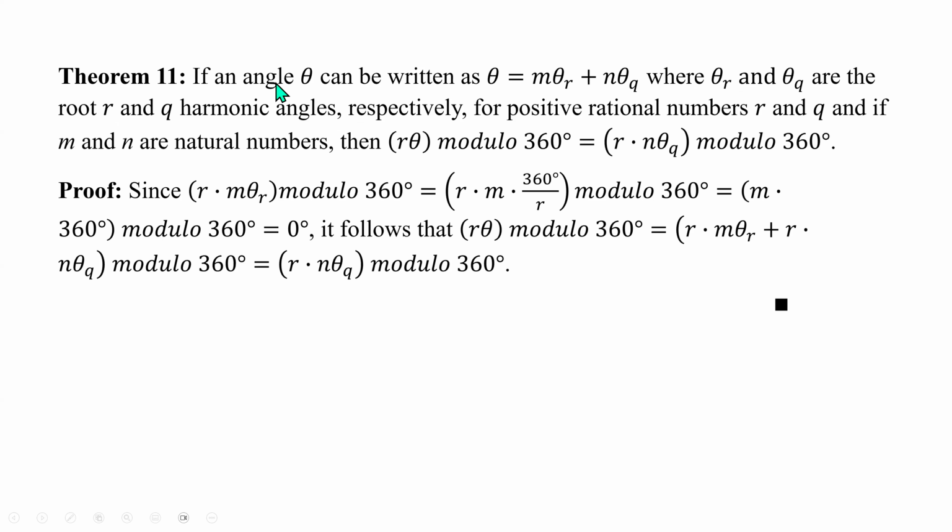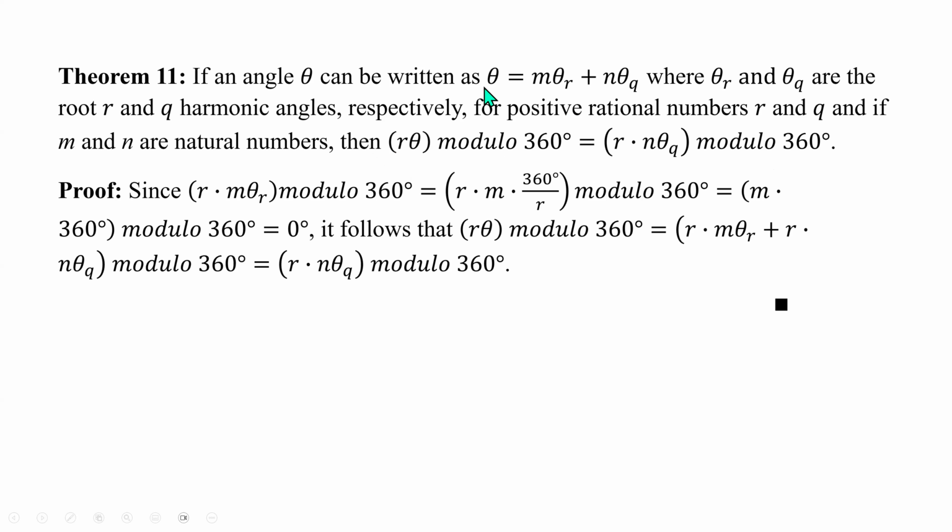Theorem 11. If an angle can be written as theta equal to m times theta sub r plus n times theta sub q, where theta sub r and theta sub q are the root r and q harmonic angles respectively for positive rational numbers r and q, and if m and n are natural numbers, then we have that r times theta modulo 360 degrees is just equal to r times n times theta sub q modulo 360 degrees.